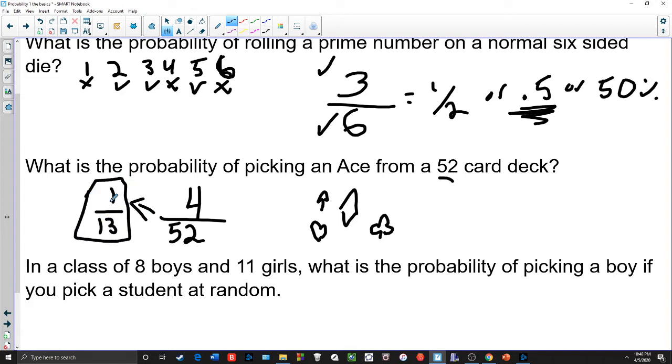And again, you can make this into a decimal and a percent if you want to. But again, 4 ways that we want to have happen, 52 ways that stuff can happen. So that's your end goal, remember, is to get how many different ways can you get something to happen versus how many different ways can something happen.